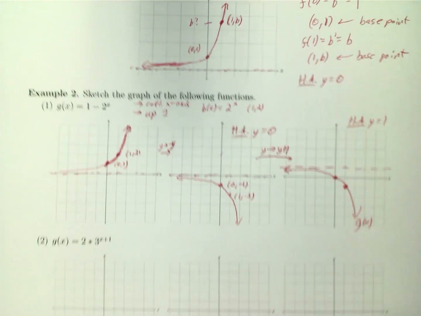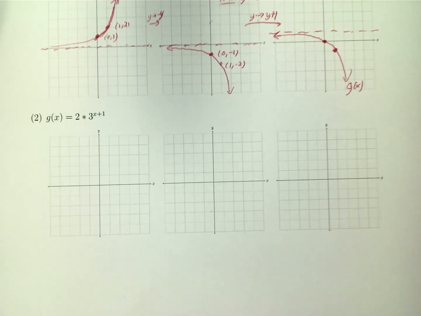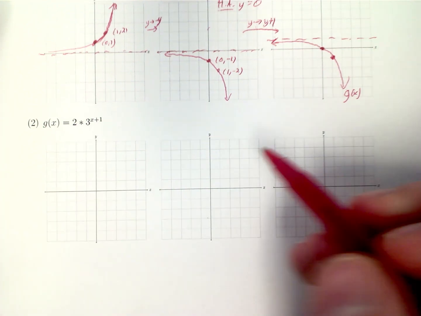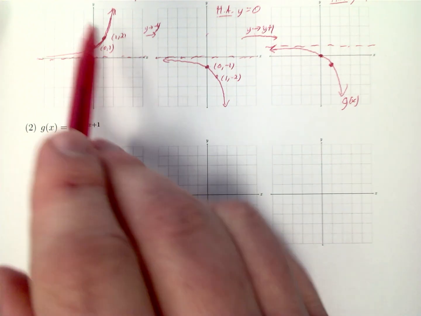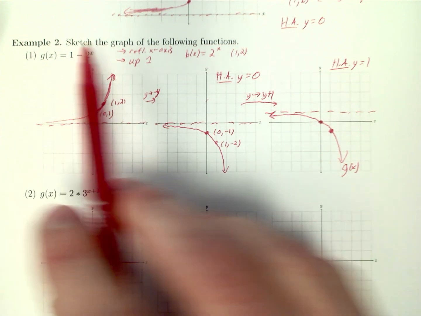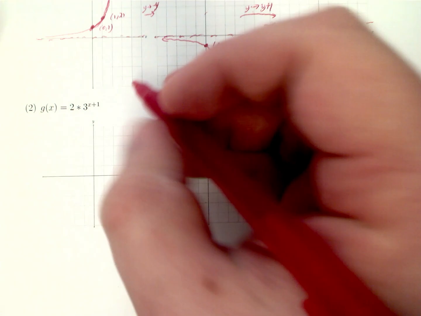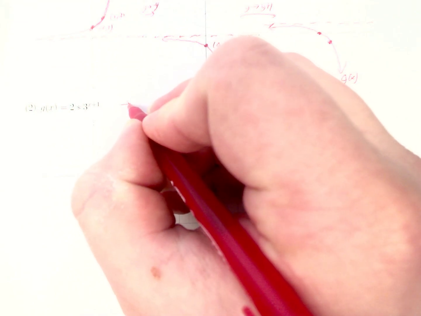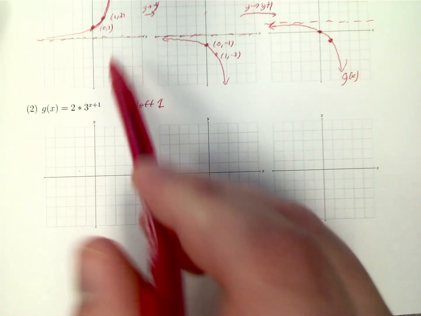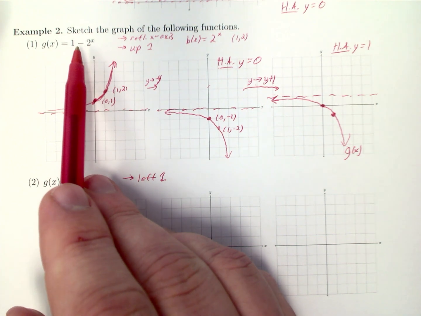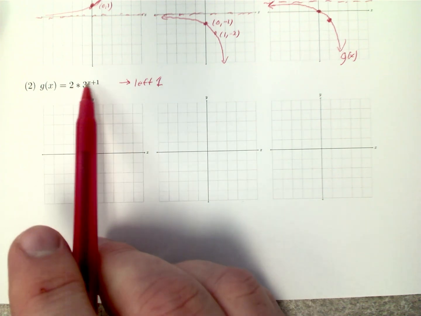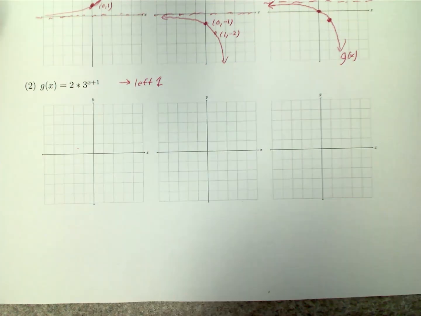All right. Further, if we look at g of x equals 2 times 3 to the x plus 1, here we have two things going on. Before, the plus 1 was on the outside. Here the plus 1 is on the inside, with the exponent, so that means we have a shift left of 1. Again, inside goes left or right, outside is up and down. And when it's on the inside, it goes backwards. So instead of going right like you might think, it goes left.